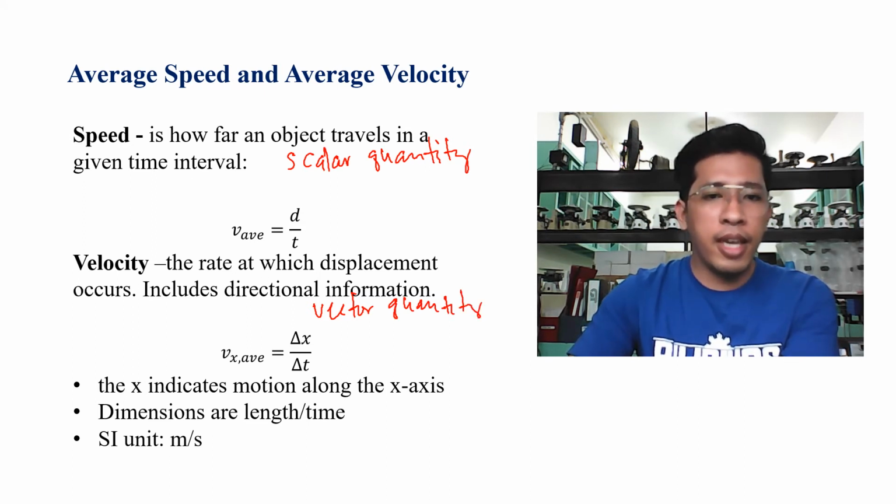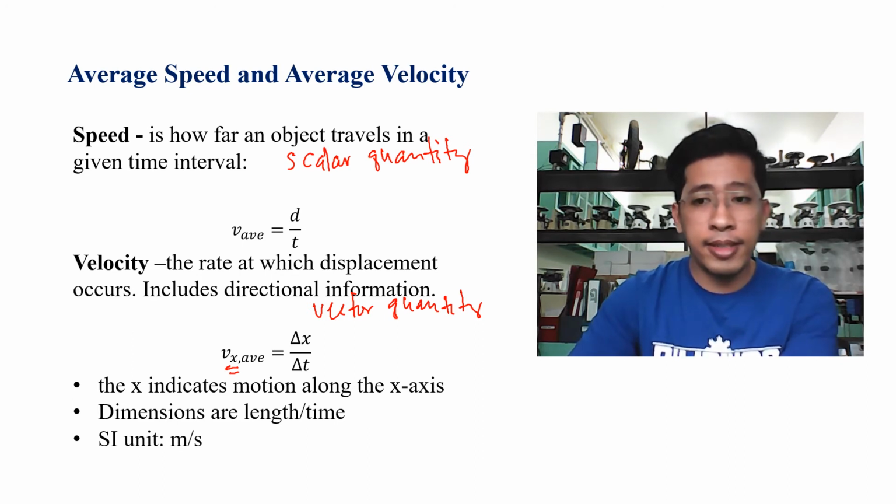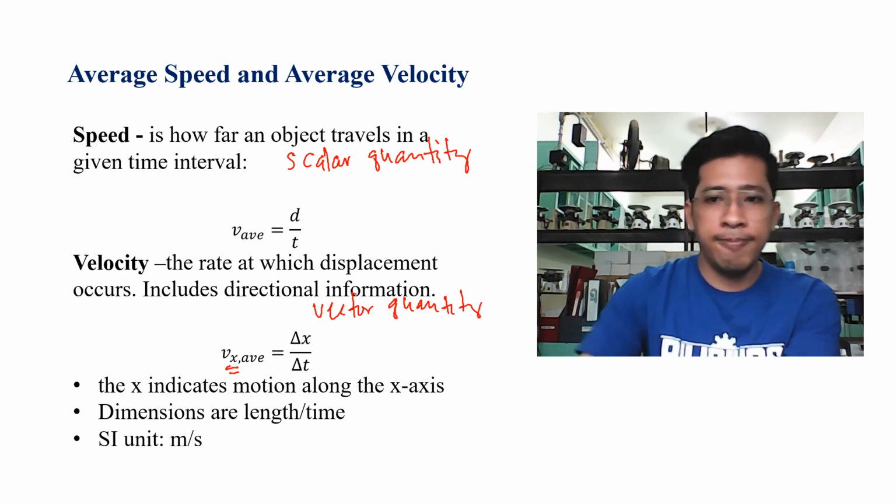The x here in our formula for average velocity indicates motion along the x-axis. You can change this depending on how your particle moves, whether along a horizontal or a vertical line. The dimension for speed and velocity is length over time, so you use the SI unit, meters per second.